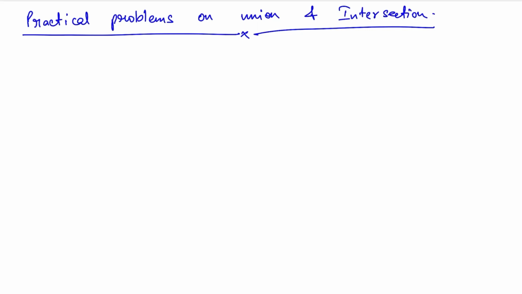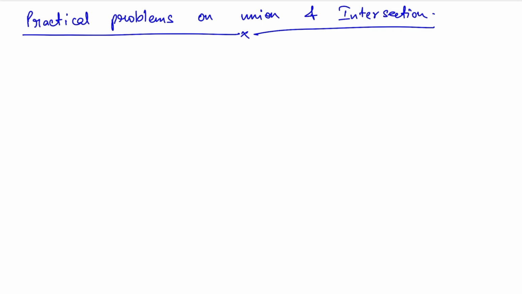Next, we will see practical problems on union and intersection. For that, first there is a proof, so I will prove that part. Then we will understand the formula, and then we will apply that formula on different types of problems. So first, we are going to prove the formula.